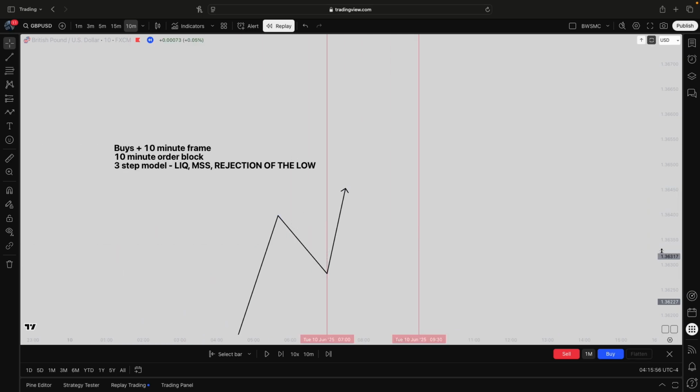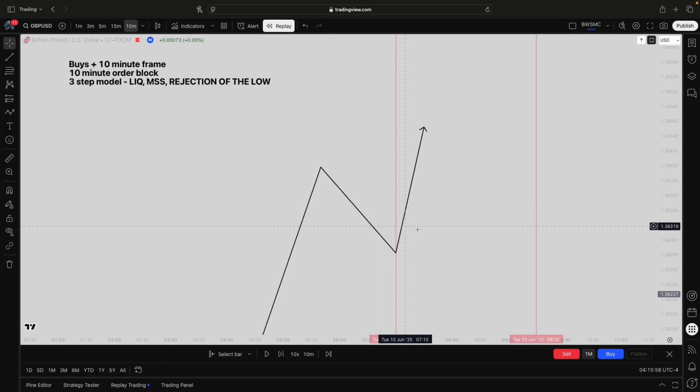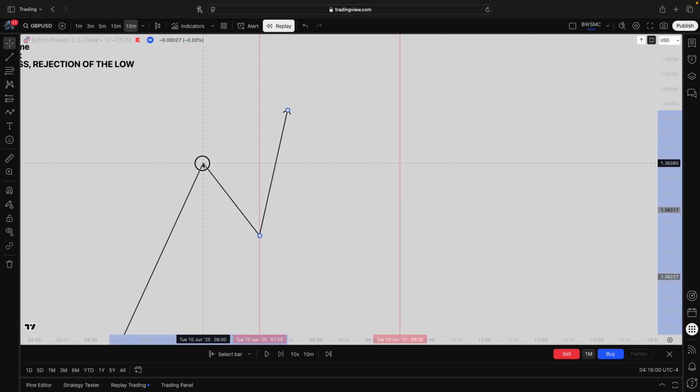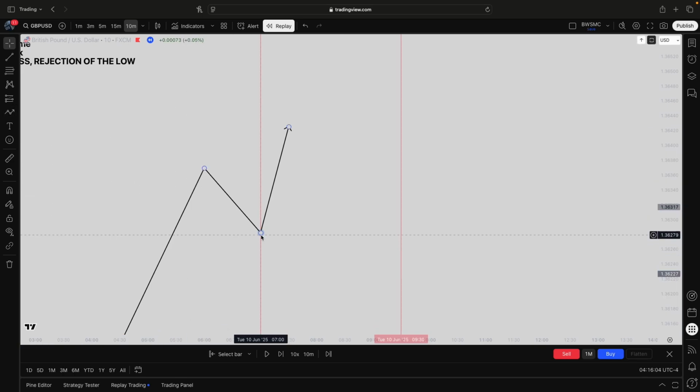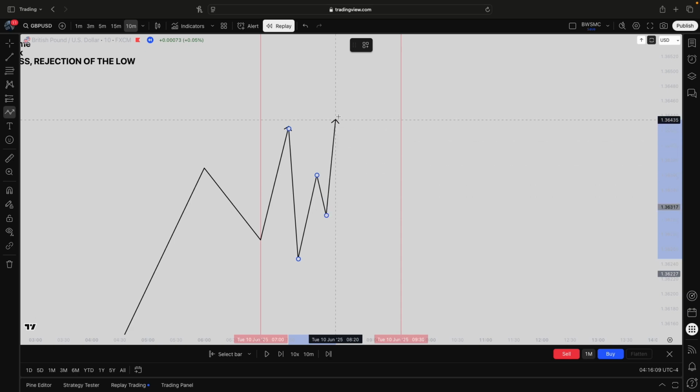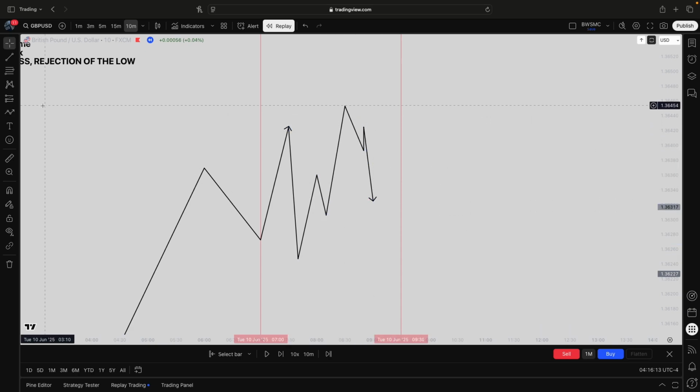So it's really simple. As you can see right here, we just come to our trading time. Once we're within our trading time, first things first, we want to identify the 3-step model. So the 3-step model could look a little bit like this. Okay, so let's say the market looks like this.